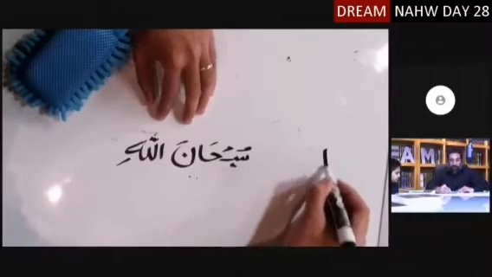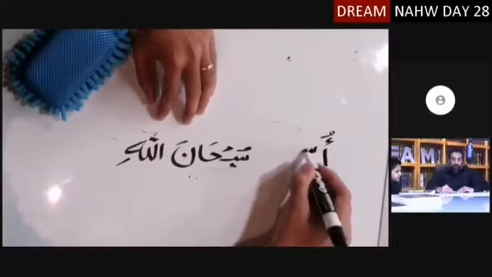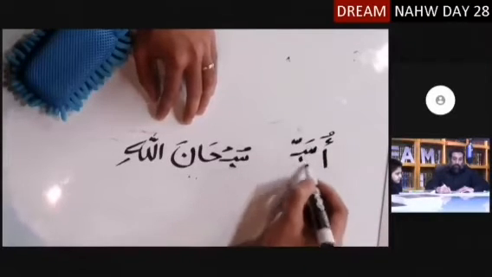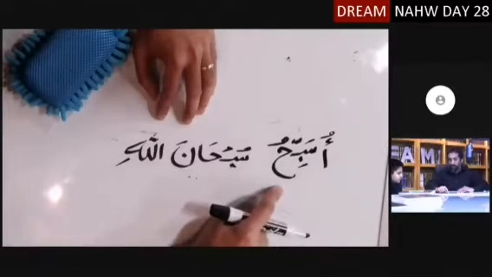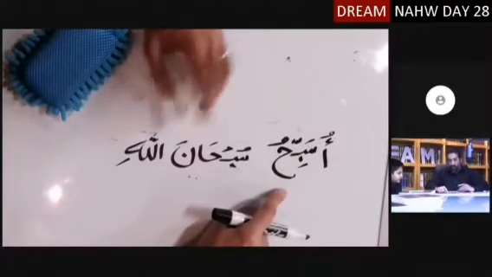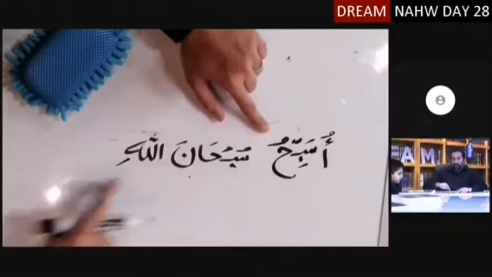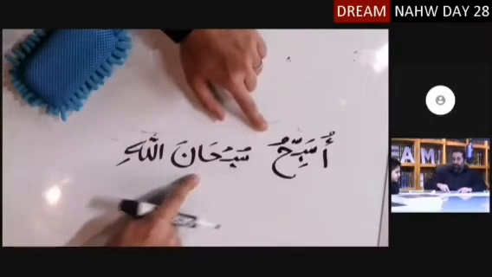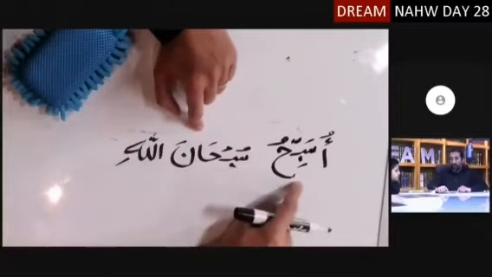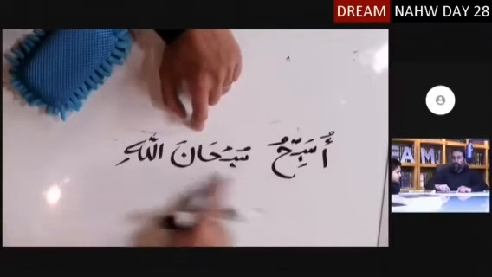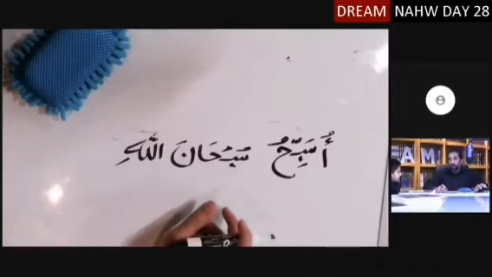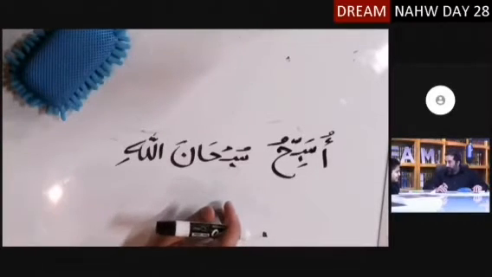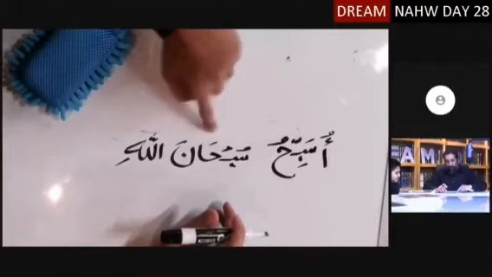Anyway, usabbihu, I declare the perfection. And then it says the perfection of Allah. So perfection. Subhan is actually a masdar. And this is the fi'l. And the fi'l and the masdar are together. Like maybe we said nasara nasran, or the wrestler said, I'm going to slap you a slap. Remember? So I declare the perfection of Allah.